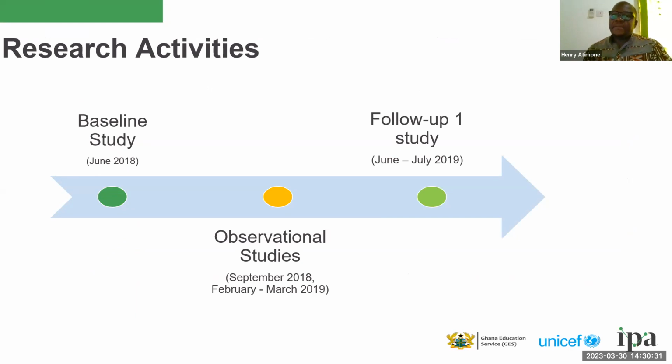So we conducted different data collection activities throughout the implementation period. We had a baseline study conducted during June 2018. Then the program was implemented. During the implementation phase, we conducted observational surveys where we basically did spot checking. In this case, we wanted to be sure that the program was actually being implemented by the various schools. At the end of the academic year, we conducted a follow-up survey.